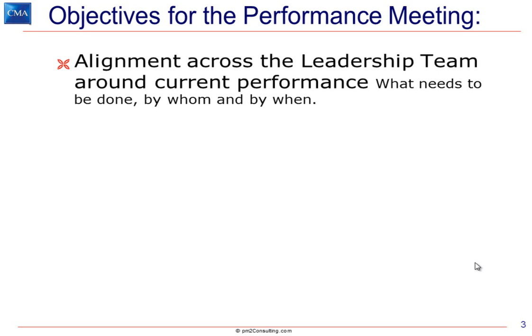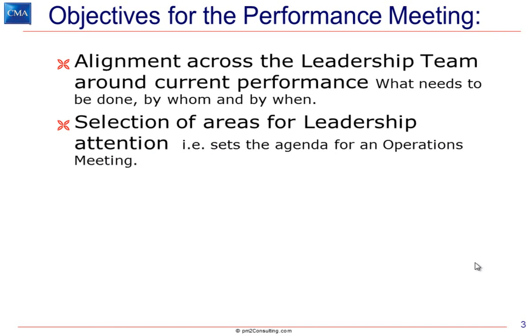One is it has to end up delivering to you alignment across the leadership team around what the current performance is. Many times organizations have different views about the performance based on what department you're in. So ultimately, we need to walk out of this meeting not only with one shared view of what performance looks like, but also an understanding of what needs to be done, who's going to do it, and when it needs to be done by.